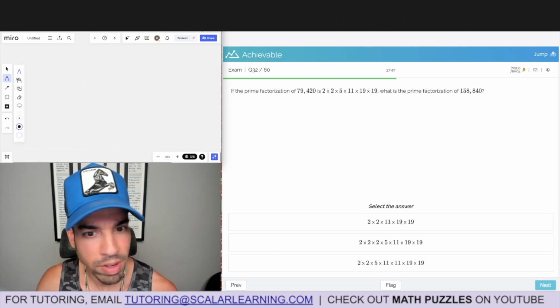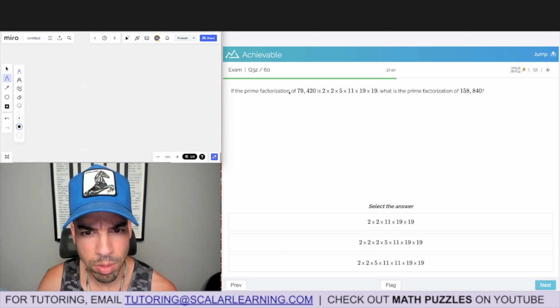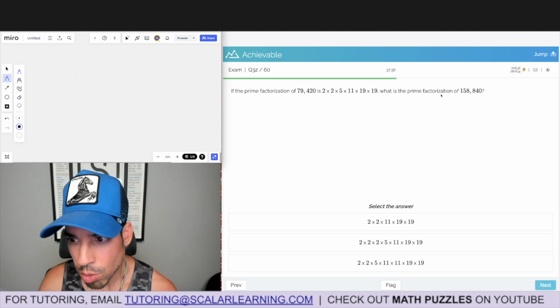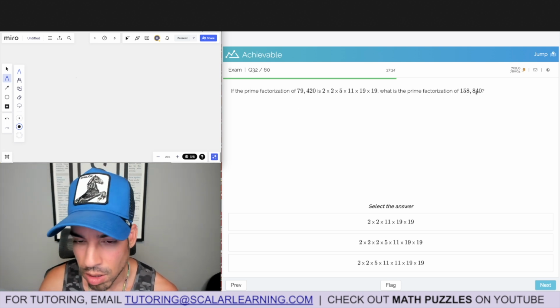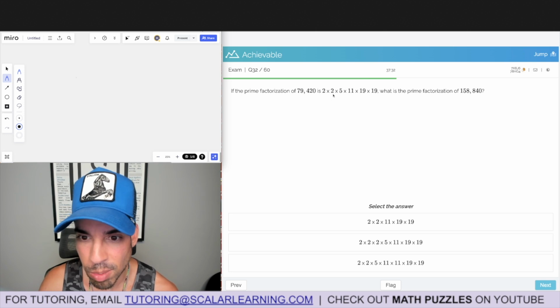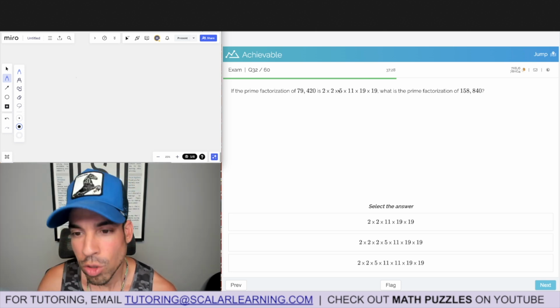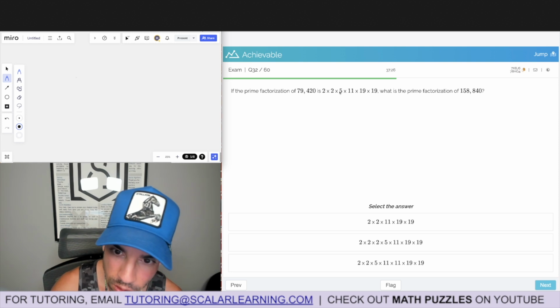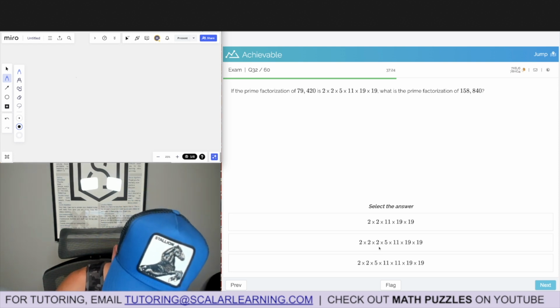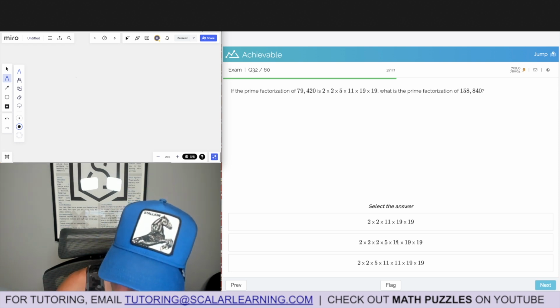Okay. Prime factorization of 79,420. What is the prime factorization of this? Well, this is basically double this, it looks like. Yeah, it's double that. So you throw in one more 2. So it should be 3 2s, and then 5, 11, 19, 19.